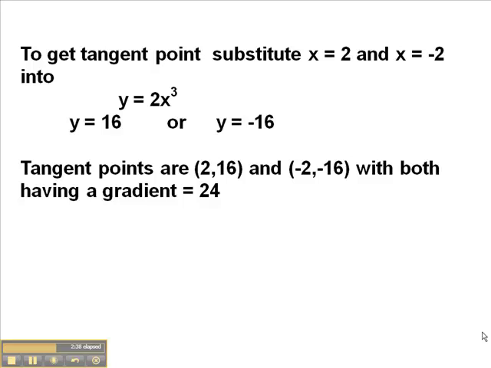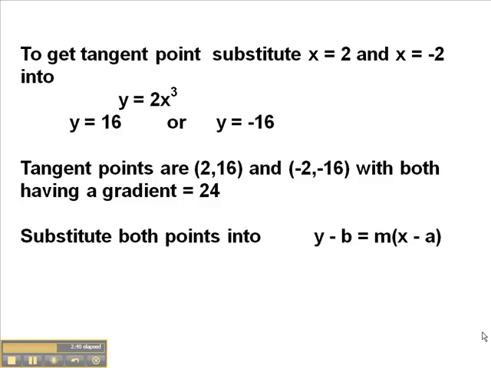To get the equation of any straight line, we need two things: a point on the line, which we have, and the gradient of the line, which we have. So we're going to substitute both points into y minus b equals m times x minus a, where b is the y coordinate of my tangent point, a is the x coordinate, and m is 24.